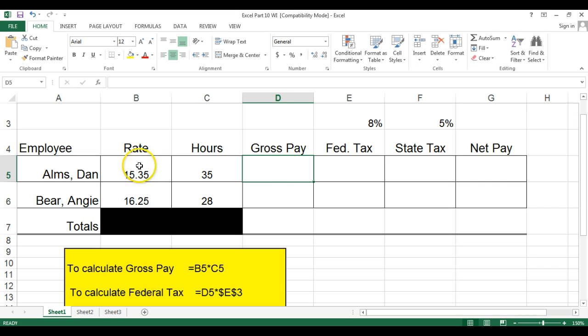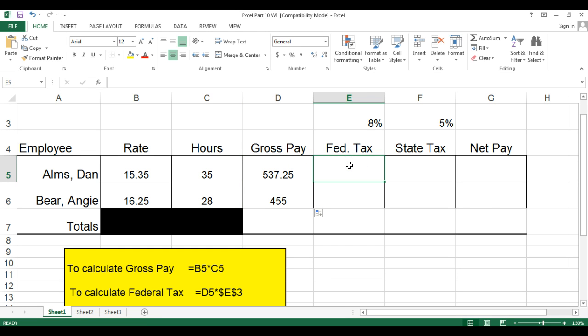We're going to say that Dan makes $15.35 per hour, and he worked 35 hours that week. So we're going to start out with our equal sign. We're going to take our rate of pay and multiply it with our hours. So rate times hours gives us his gross pay. Gross pay is the money you make before taxes are taken out. Go ahead and click on your answer, go to the bottom right hand corner and fill the formula down.